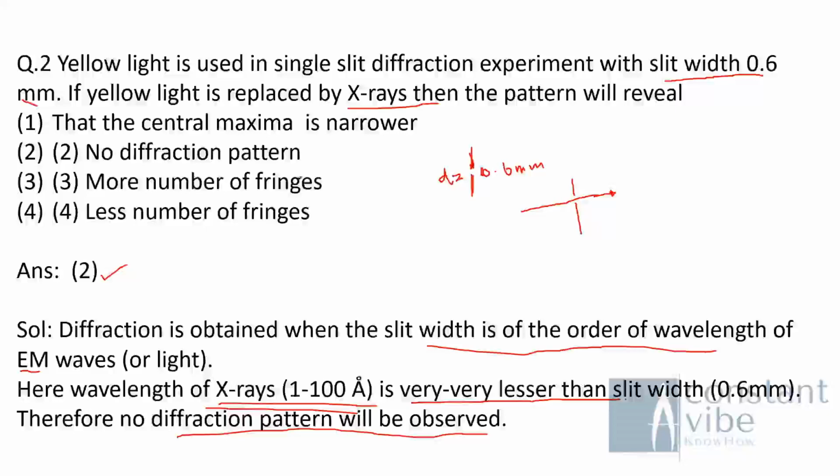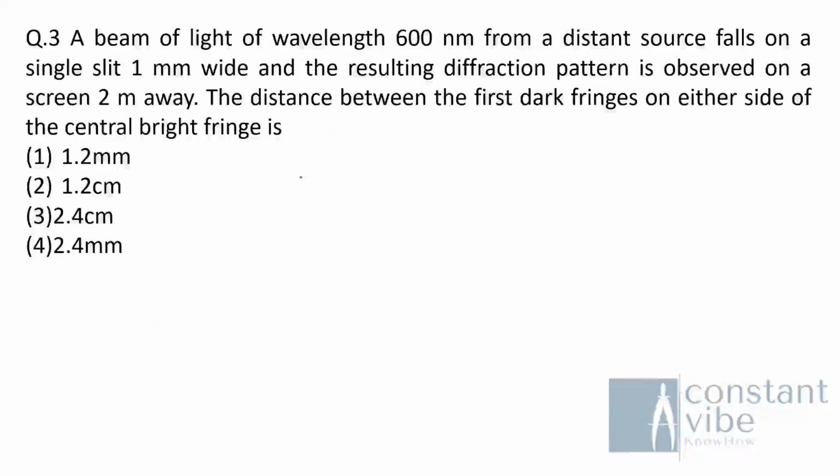Let us see the third one. A beam of light of wavelength 600 nanometer from a distant source falls on a single slit 1 mm wide, and the resulting diffraction pattern is observed on a screen 2 meters away. The distance between the first dark fringe on either side of the central bright fringe.